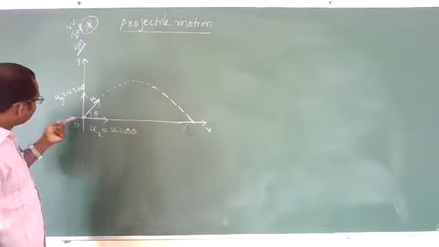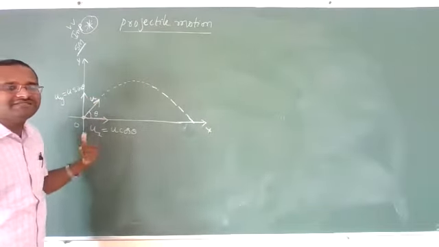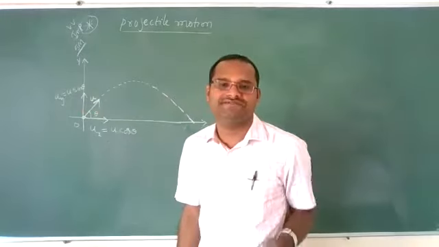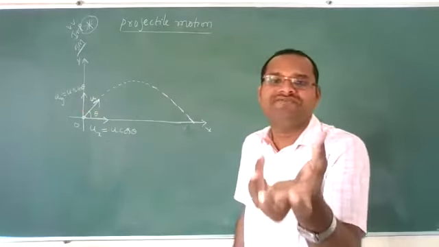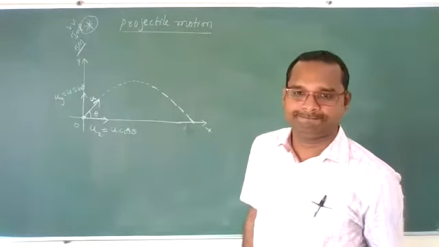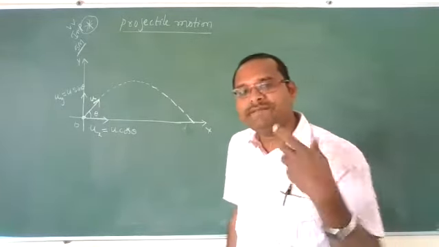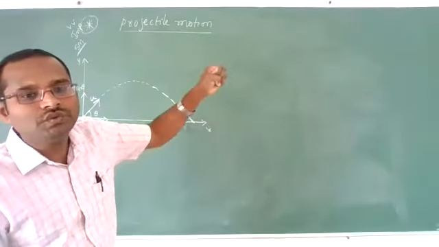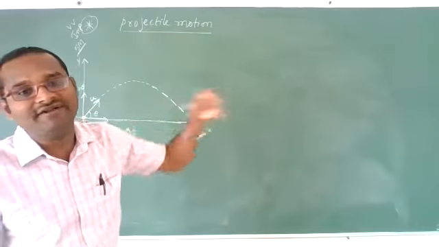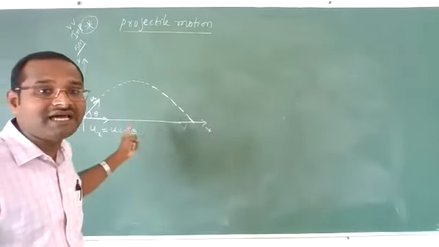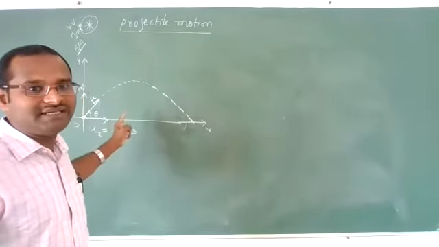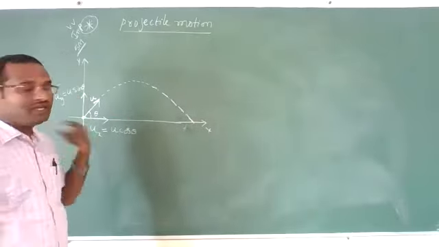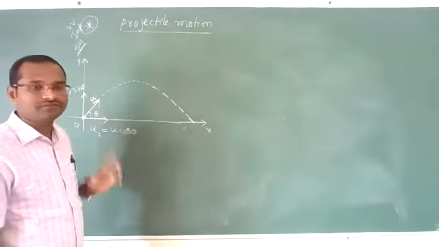That means a projectile is nothing but a body projected with some angle theta from the horizontal surface, which moves under the effect of gravity. Any object, particle or body thrown with some initial velocity u under the effect of gravity, by making some angle theta with the horizontal axis, is called a projectile.